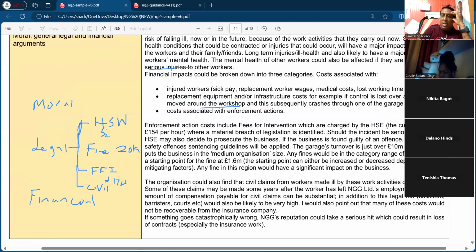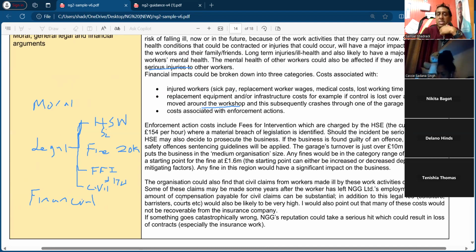And so you talk about the fine. Fines can range from a minimum of £20,000 to an unlimited fine. There's no need to quote 1.6 million. That's just how this person did it. You stick to how you have it in the textbook. You can talk about the fine being £20,000, 6 months imprisonment, or an unlimited fine, right? For a breach of the HSW Act, right?